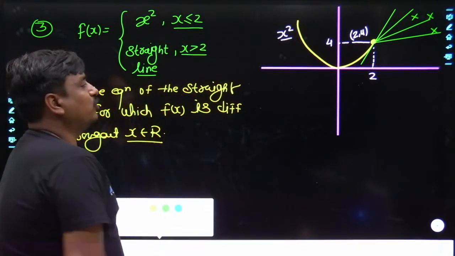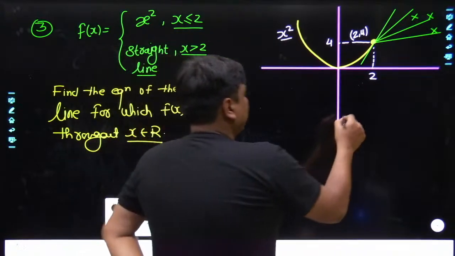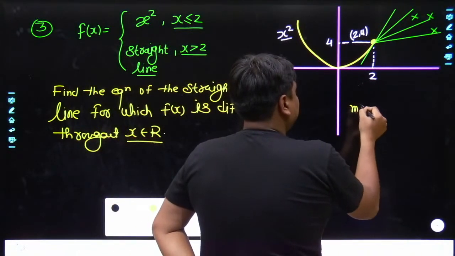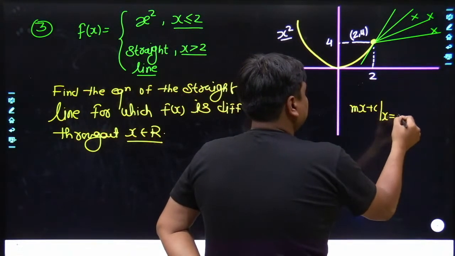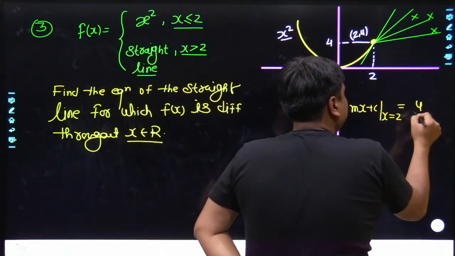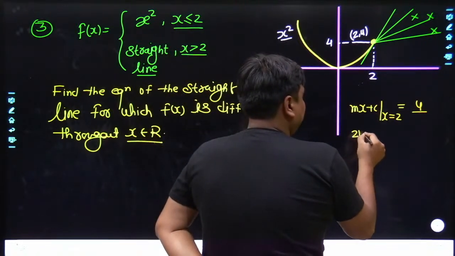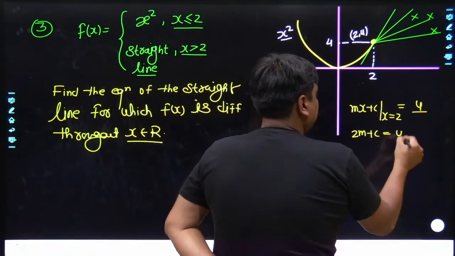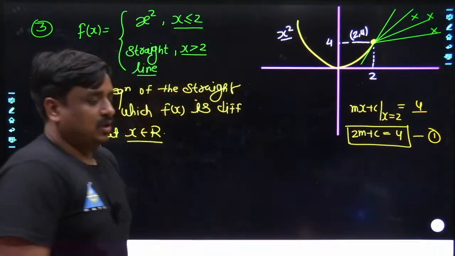First, the function, to be differentiable at x equals 2, has to be continuous at x equals 2. So for the time being, the equation of the straight line is taken as mx plus c. Mx plus c at x equals 2 has to be the same as x square at 2, which is 4. So the conclusion we get is 2m plus c equals 4. That is the first equation.